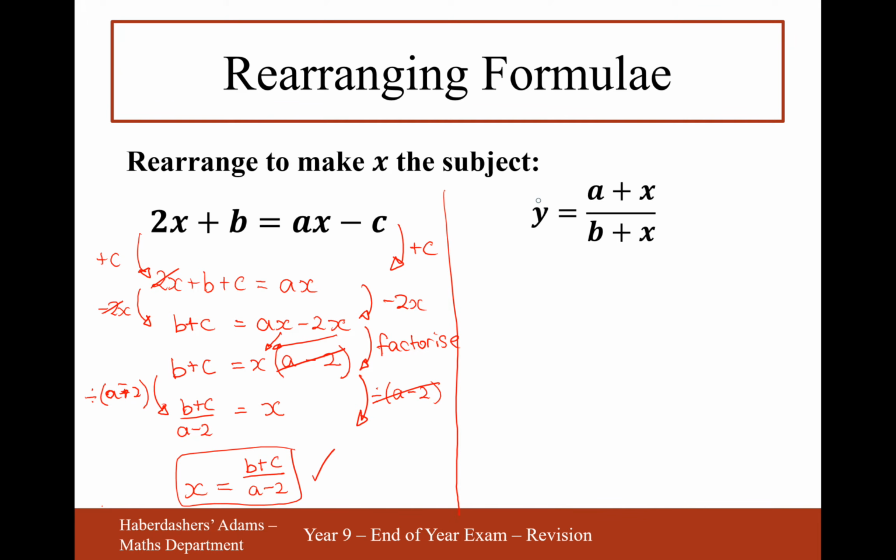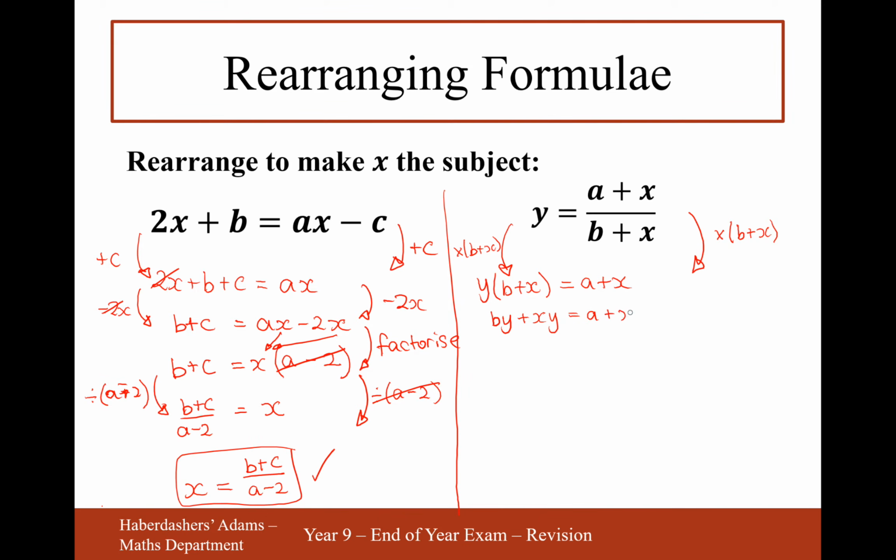So we go with this tricky one on the right hand side now. So let's make it all one straight line first. So I'm going to multiply by b plus x first on both sides. Multiply by b plus x. On the left hand side it becomes y times b plus x equals a plus x. Then I'll expand the brackets.